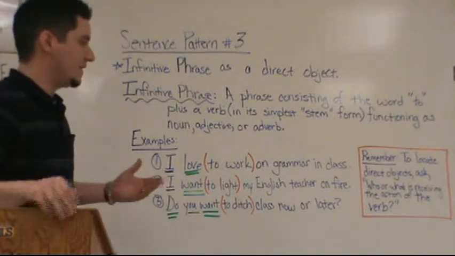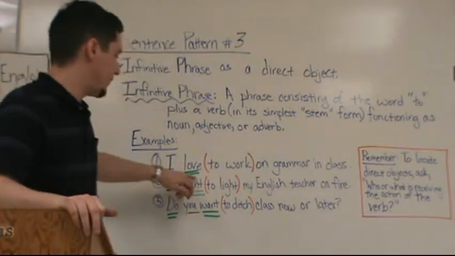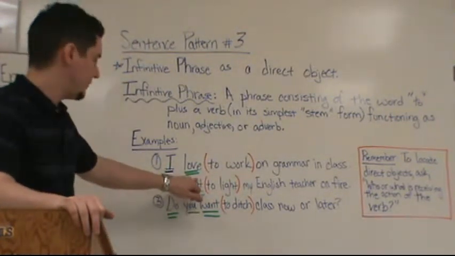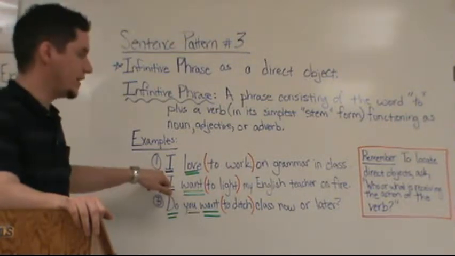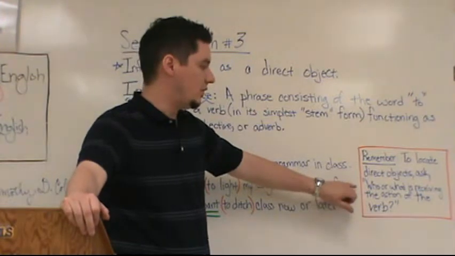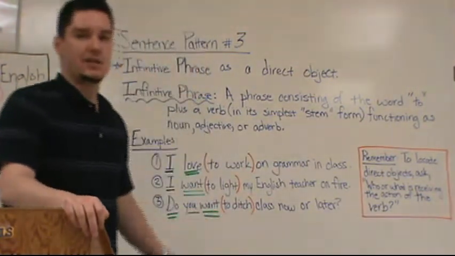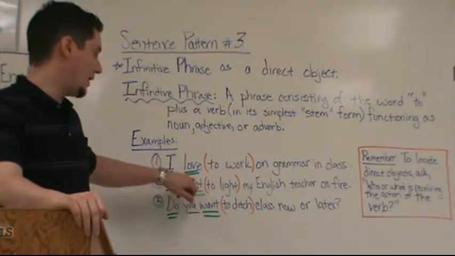All right, when we look at this sentence, whether it's true or not, one thing that we need to remember is that we find the verb first. Our verb is love. We ask who or what performed the verb. It's I, so that's our subject. And in order to locate the direct object, we want to ask the question, who or what is receiving the action of the verb? And in this case, what do I love?